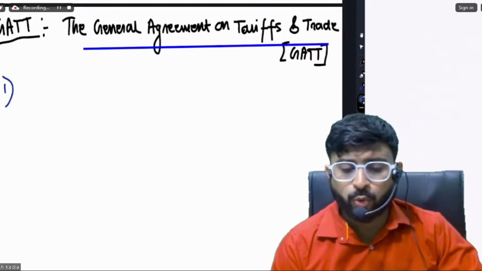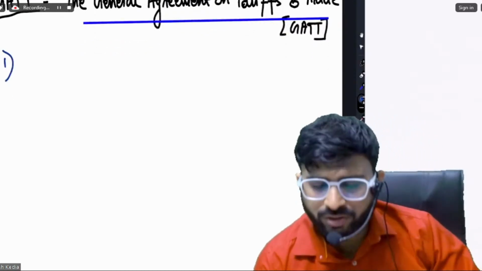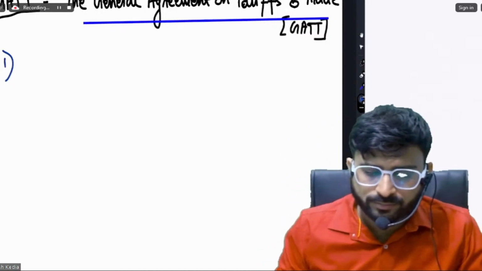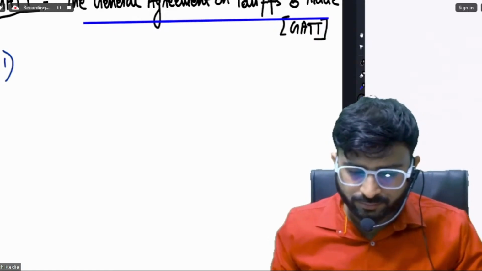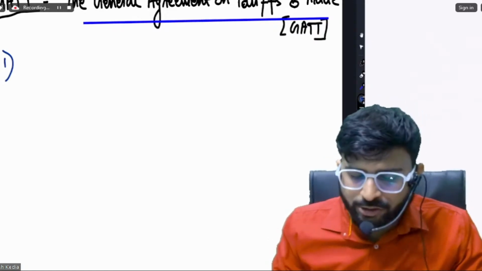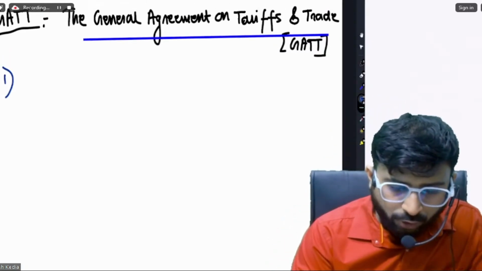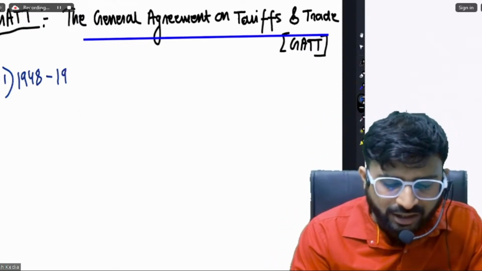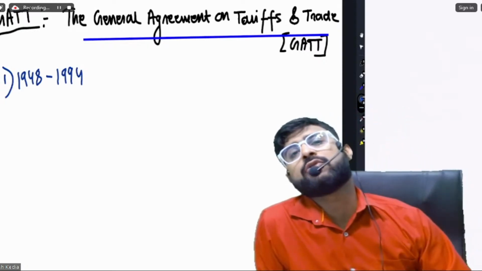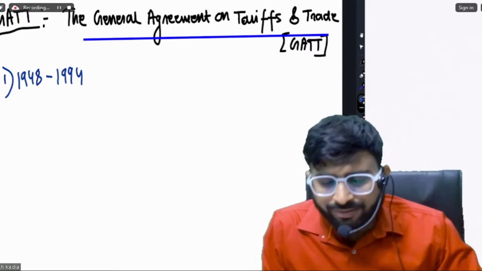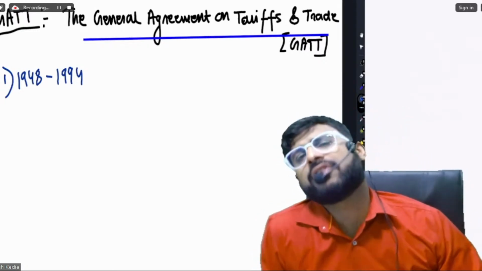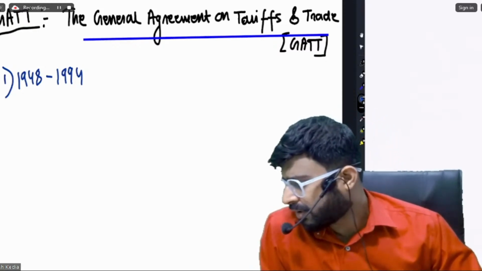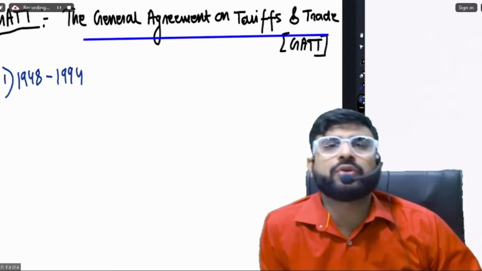So number one, when was GATT operative from? GATT was operative from, friends, 1948. So established in 1948 until 1994. Why? Because beyond 1994, WTO came. So sir, why did GATT fail? GATT fail क्यों हो गया? Mainly two reasons I can think of.